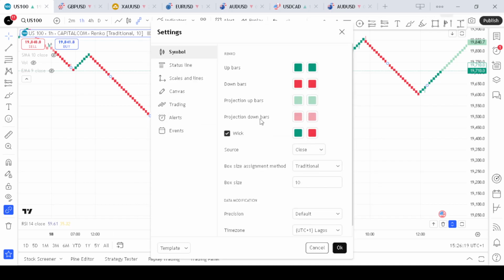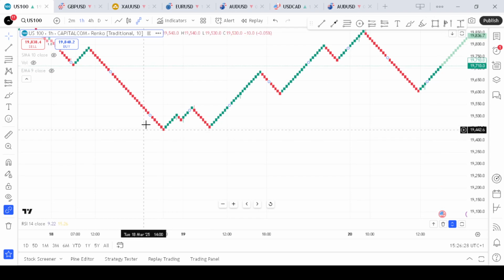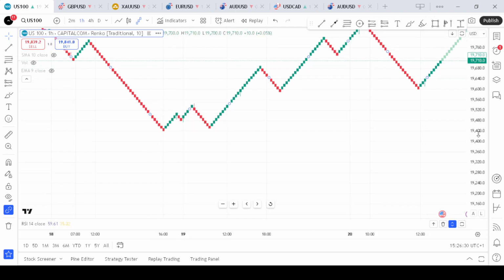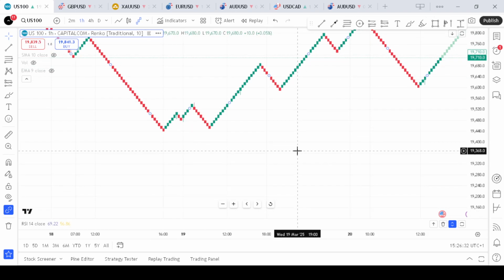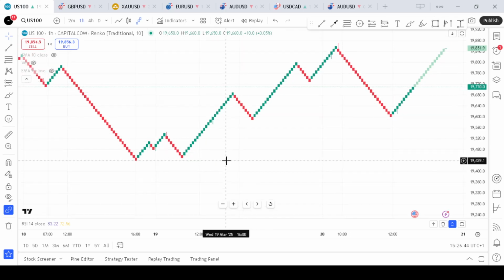So I'm going to show you how we set this. You set it to traditional and you put your box size to 10. This means that anytime price moves a total of 10 pips, a new brick would be formed. Now let's see how we can apply this amazing simple Renko trading strategy, step by step, across various markets.